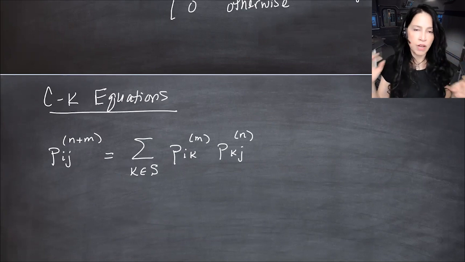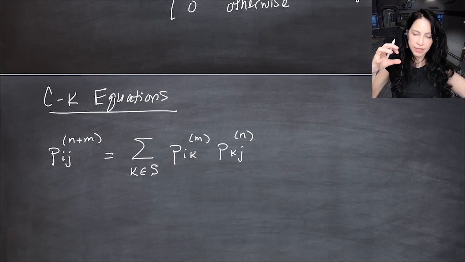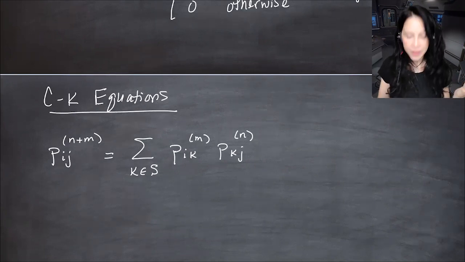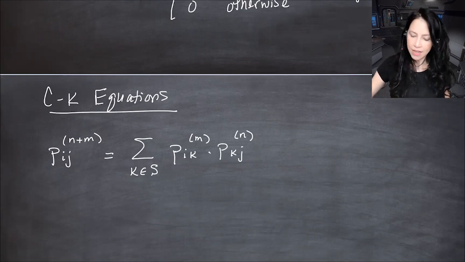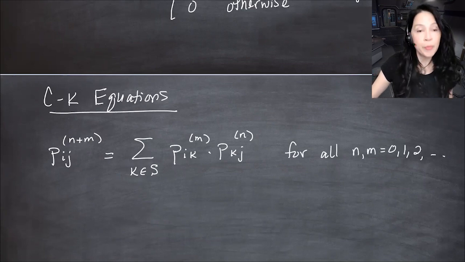You know, the states are not independent of each other, but once you've landed somewhere, the transition to the next state is independent of where you came from. And we've got a multiplication here of probabilities. And this has to hold for all integers n and m, 0, 1, 2 on up.